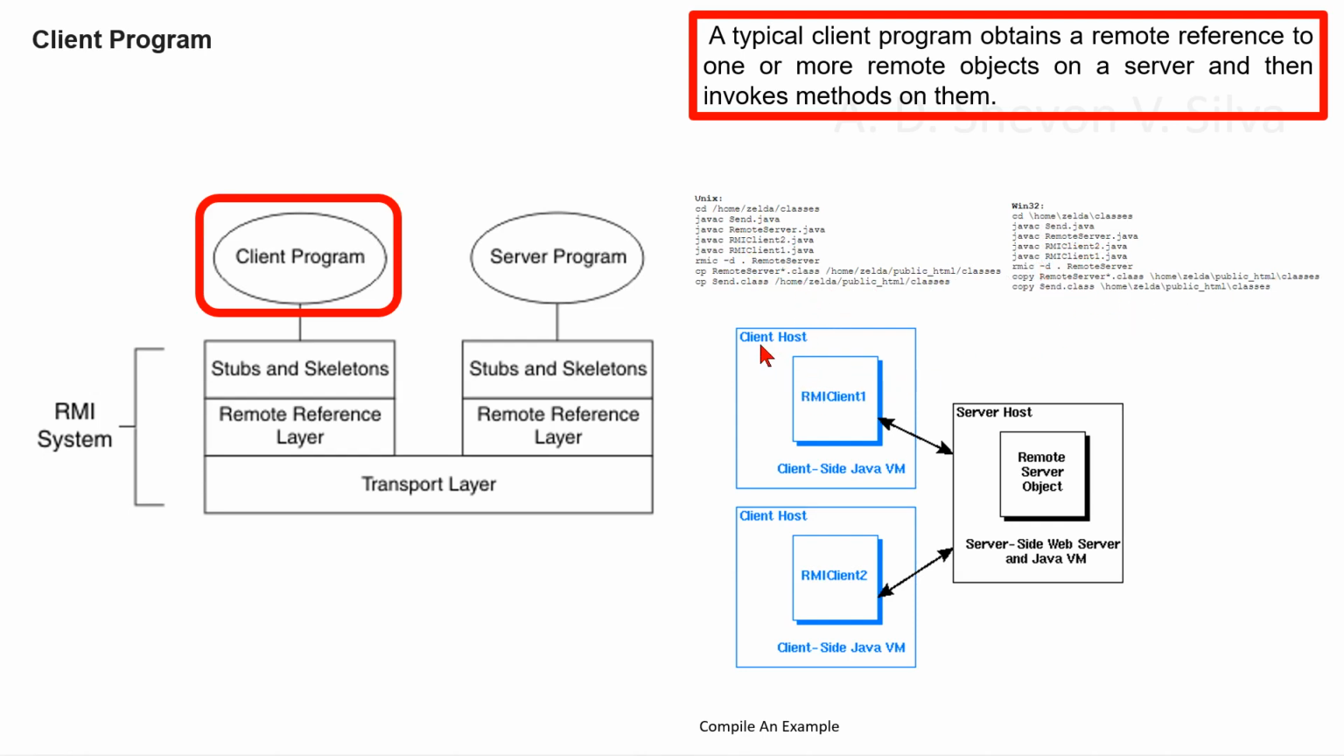So here you can see remote client 1 is inside the client host, client-side Java VM, remote client 2 is in the client host, client-side Java VM here, and the remote server object is in the server host, the server-side web server and Java VM. RMI client 1 interacts with the server host and RMI client 2 interacts with the server host.